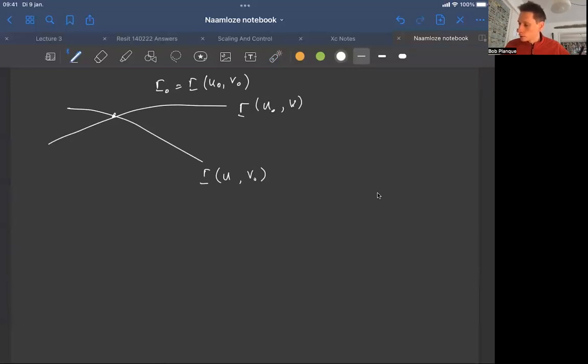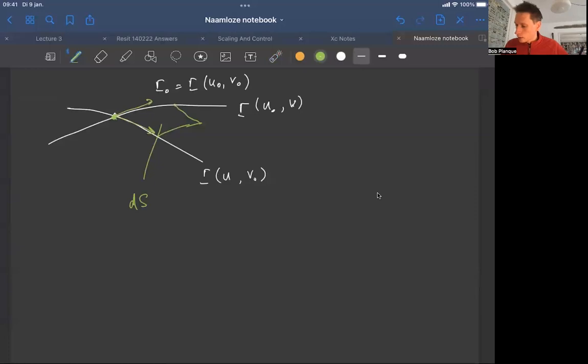So if I trace out a small part of that, then I get a small bit of element, an area like that. And this is my ds. So how do I measure its area? Well, from this point that I start at, I look at the tangent vectors over here.